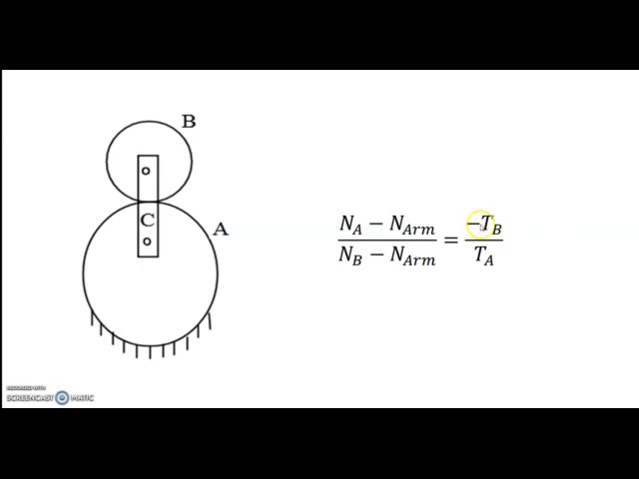Now what is this minus sign? This minus sign indicates that gear A and B rotate in opposite directions. For example, if gear A is rotating clockwise, then B will rotate anti-clockwise. Similarly, if there are three gears, then one will rotate clockwise, the other will rotate anti-clockwise, and suppose one more gear C is here, then it will rotate in the clockwise direction again. Then this minus sign will not come. In the coming slides we will learn about this.